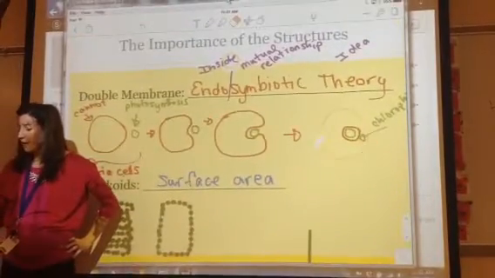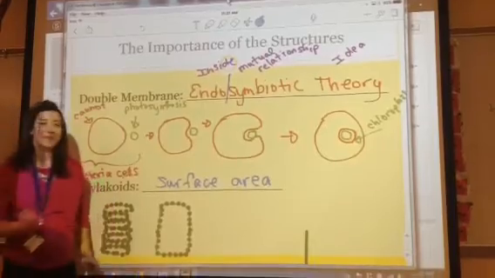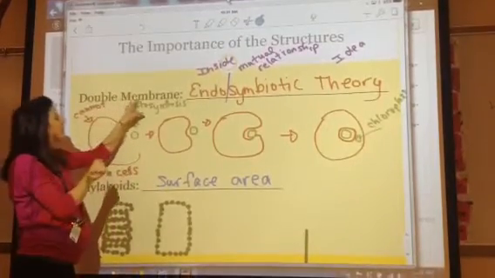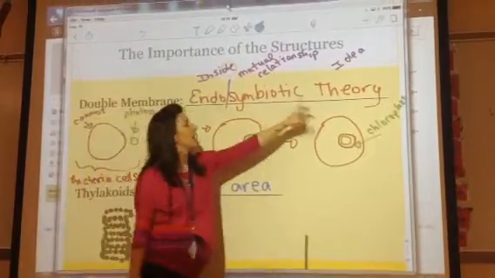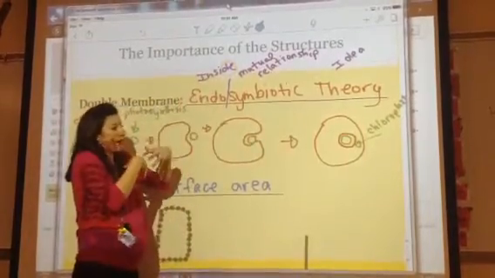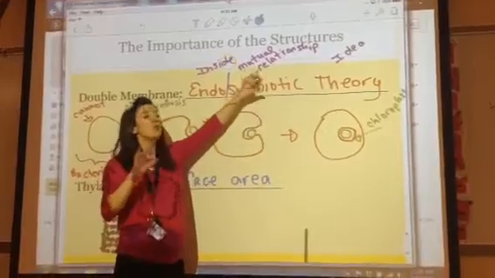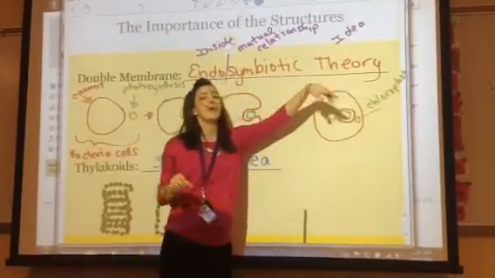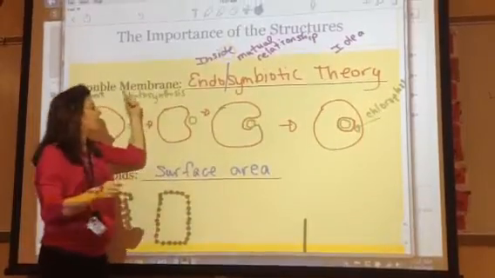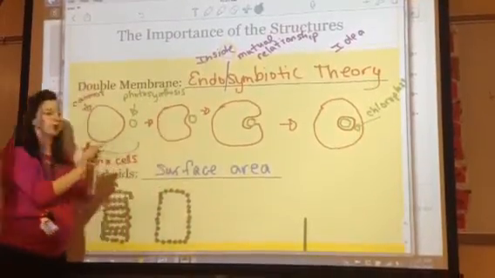All right, this is why the structures are important. Okay, so the double membrane is important because of the endosymbiotic theory. Endo is inside, symbiotic is a mutual relationship, and then the theory is the idea of how this double membrane and the chloroplast was created.